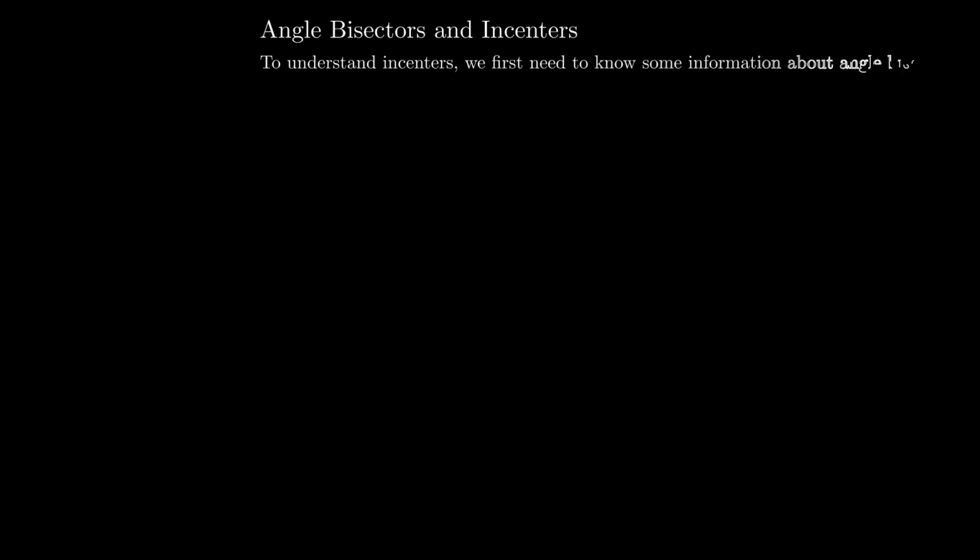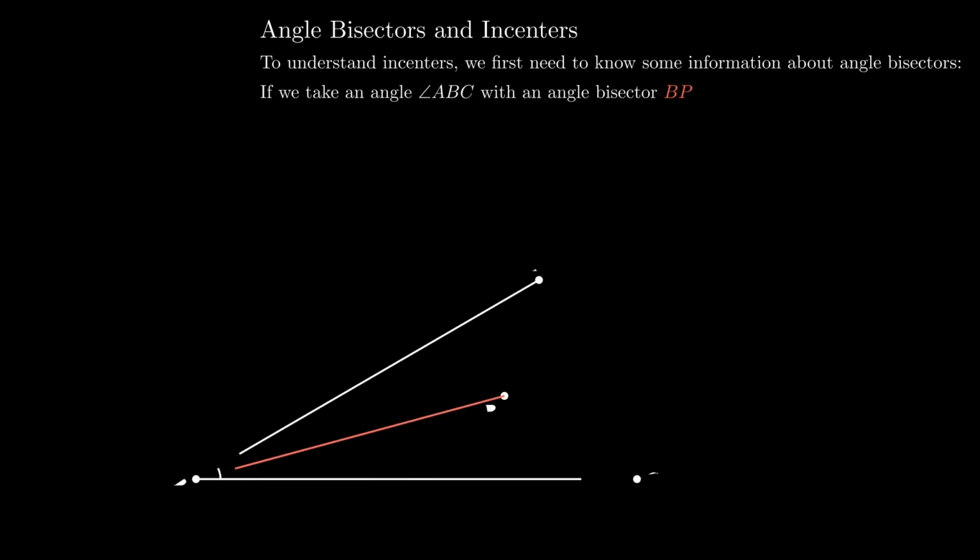Okay, so I mentioned incenters when I was describing Japanese Sangaku, but what is that? Well, an incenter is simply the coincidence of all 3 angle bisectors. So let's find out what an angle bisector really is. Let's take an angle ABC, with an angle bisector BP. That is, it bisects the angle in half.